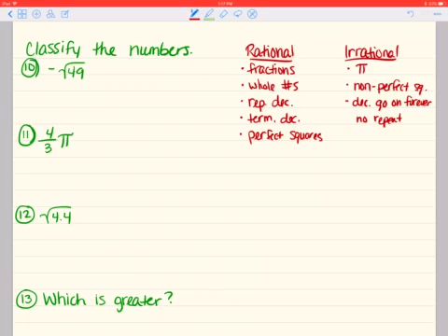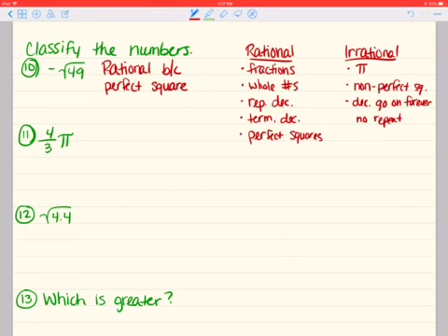Okay, so let's look at number 10. We have negative square root of 49. So it's a square root. Is 49 a perfect square or not? Well, that would give us a negative 7. So that is a perfect square. So this is going to be rational because it is a perfect square.